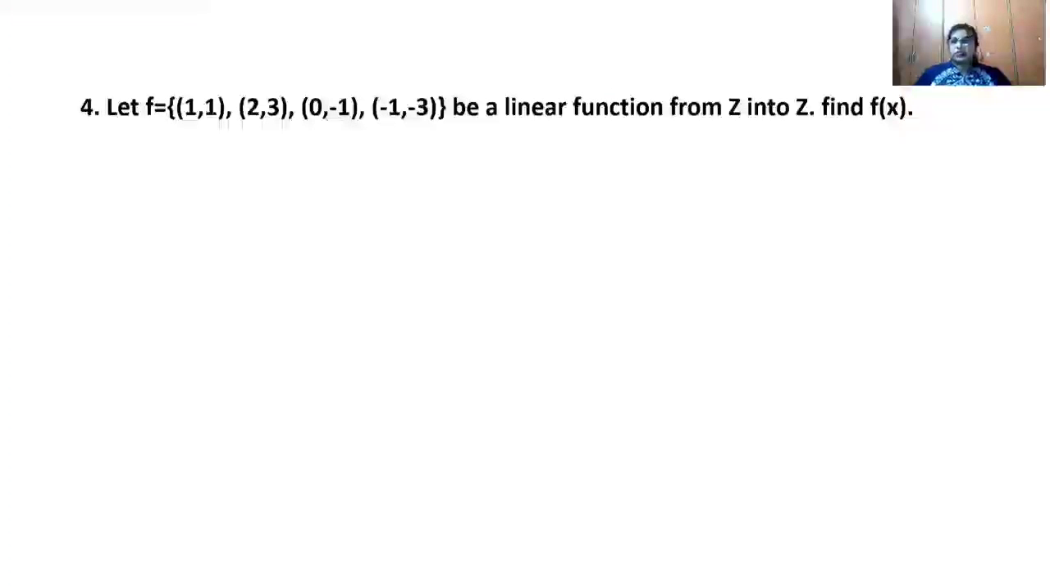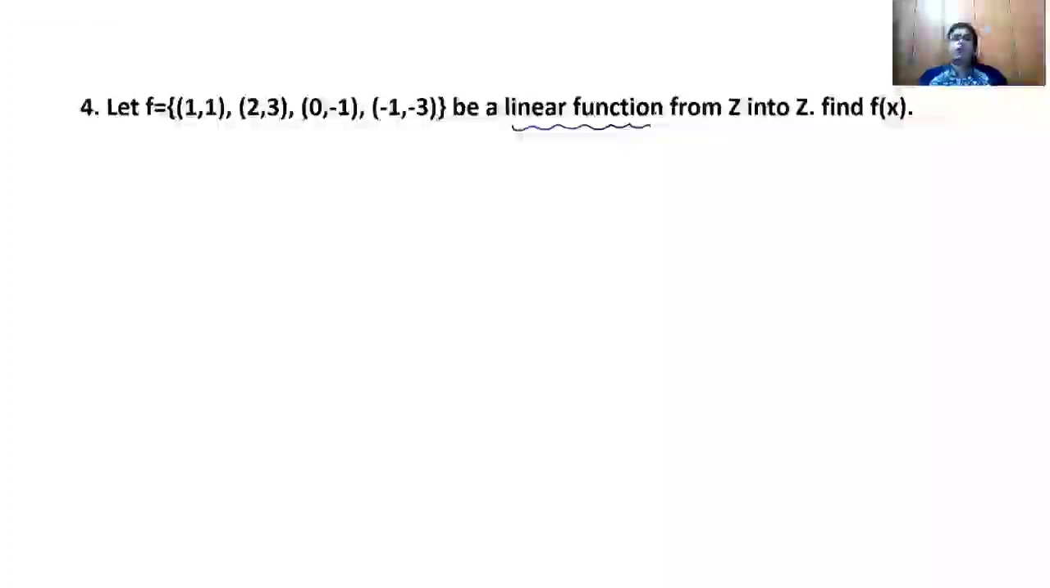So what is the fourth question telling us? Let f equal to minus 1, 1. Here we have f as (1, 1), (2, 3), (0, minus 1), (minus 1, minus 3), be a linear function from Z to Z. The question tells me to find f of x. It is a linear function, but they have not given which function.